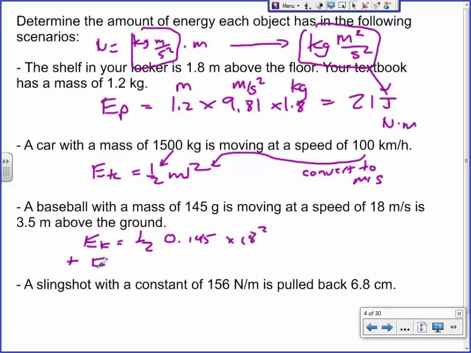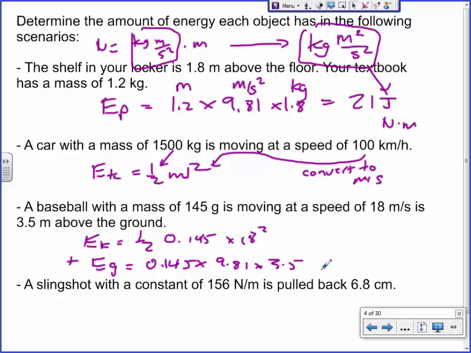But you'd have to add to that your gravitational energy, or however you want to designate the little thing in the corner there, which is mass times gravity times height. So take your kinetic energy and add your potential energy to it. Don't forget to include both.